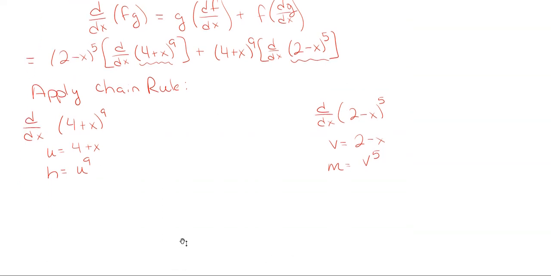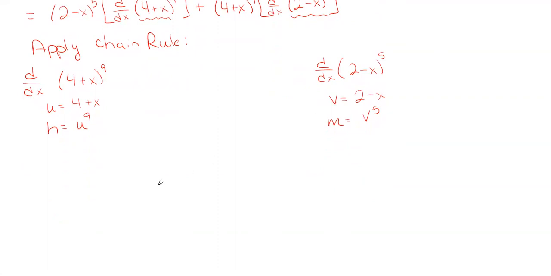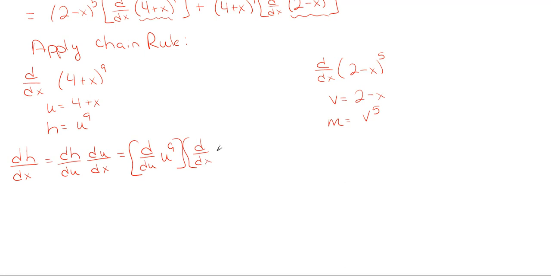All right, so that's the start of our chain rule. We have our parts written out. Now, the derivative of h with respect to x would equal the derivative of h with respect to u, multiplied by the derivative of u with respect to x. So we end up with d du of u to the 9th, multiplied by d dx of 4 plus x.